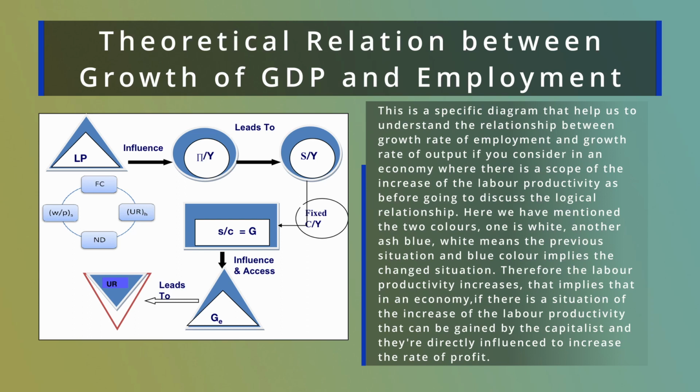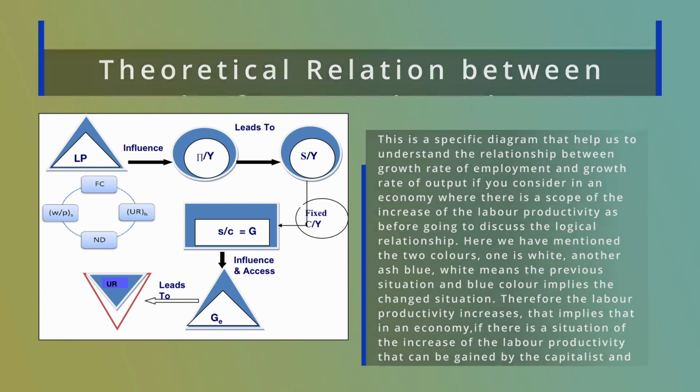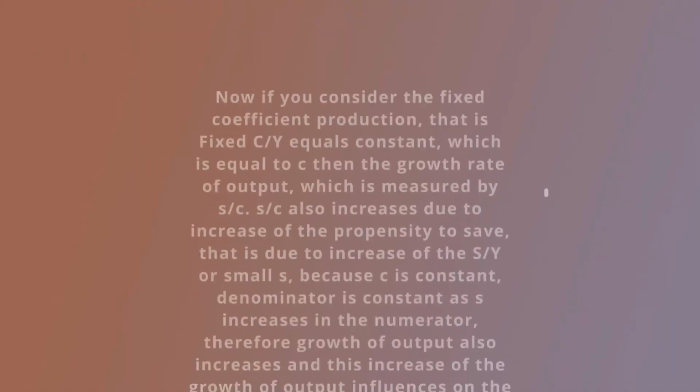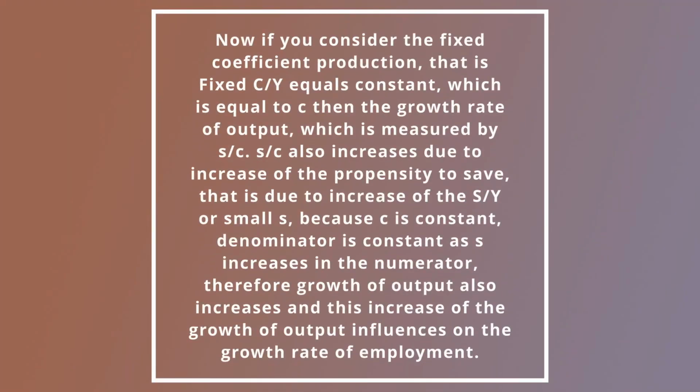increases. That implies that in an economy, if there is an increase of labor productivity, that can be gained by the capitalists, and they are directly influenced to increase the rate of profit, which is measured by pi by y. That is, pi by y increases due to increase of labor productivity, and this increased rate of profit also leads to an increase in the savings income ratio S by y in the economy. S by y is denoted as small s. Small s means propensity to save.